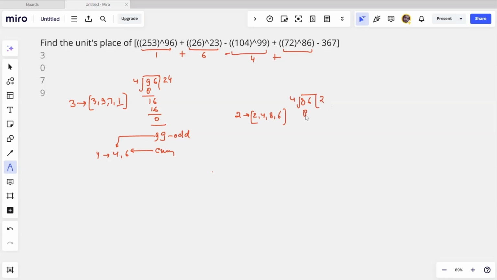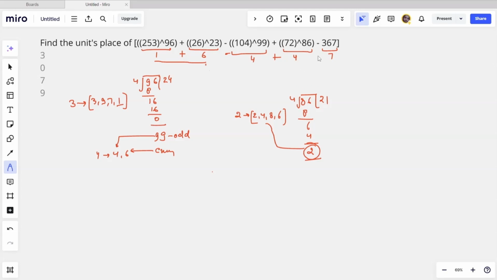4 2s are 8. It will become 6. 4 1s are 4. It will become 2. So our remainder is 2. It means the second element of our power cycle, which is 4. So the result of this expression part is 4. Now we will extract the unit digit from this number, which is 7. Now 1 plus 6, which is 7.